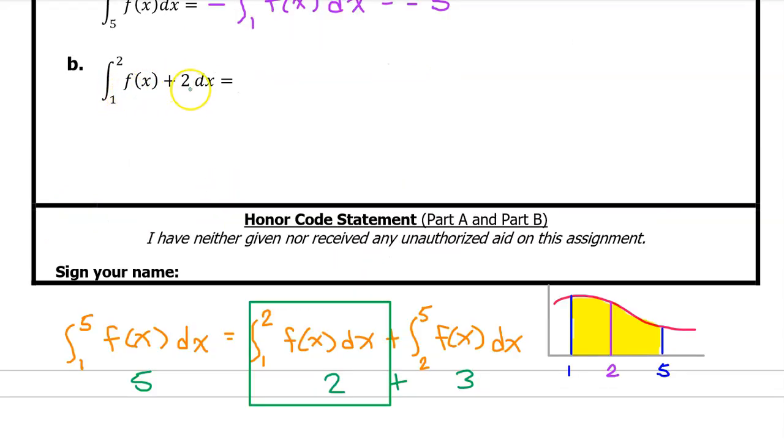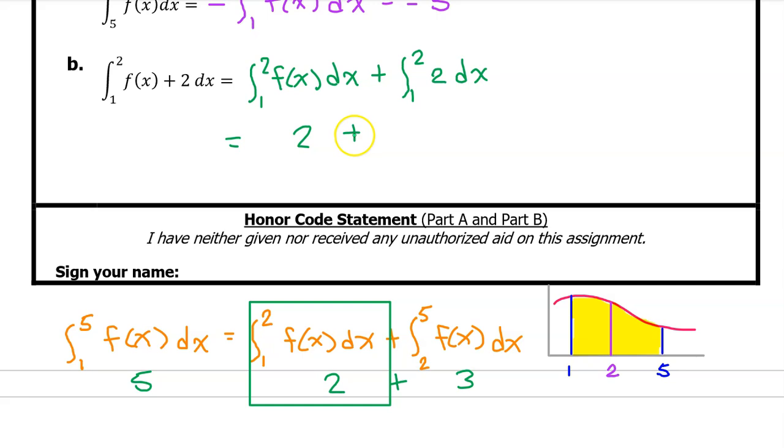You can integrate a sum by taking the integral of each term separately. So the integral of f of x plus 2 from 1 to 2 will equal the sum of these two separate integrals. But we just discovered that the integral of f from 1 to 2 is 2. So this will equal 2 plus whatever the integral from 1 to 2 of 2 is.